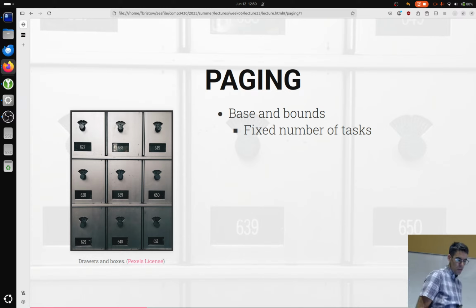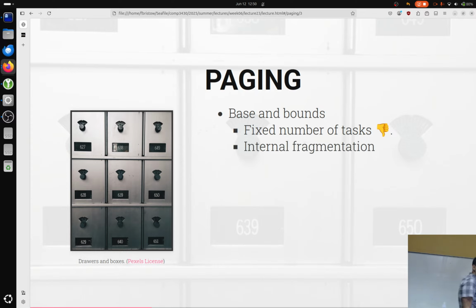Based on what we saw in this, though, it's really just a fixed number of tasks, and that's not great. That's not an ideal solution here. The other problem that we saw with base and bounds was this idea of internal fragmentation. Once I've allocated one partition of main memory to this process, it almost never uses that middle part of its address space. And so there's a bunch of space that's wasted, and it's been allocated to a process, and it's not usable by anything else, even if it's not used by that process.